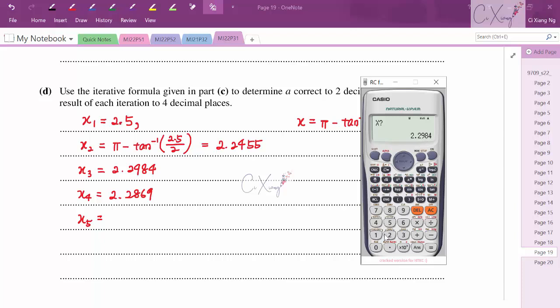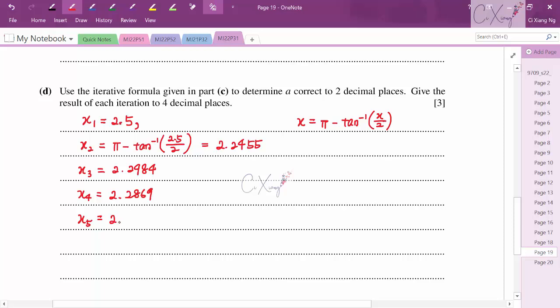Calculate. And what's the value for x? Should be 2.2869. So I key in the value for x4 and I press the equal sign. Now my next iteration is 2.2894. So if you observe these two iterations, this one will give you the 2 decimal places answer as 2.29, and this also will give you the same 2 decimal places answer, which is 2.29.